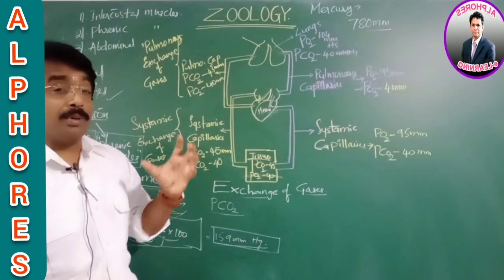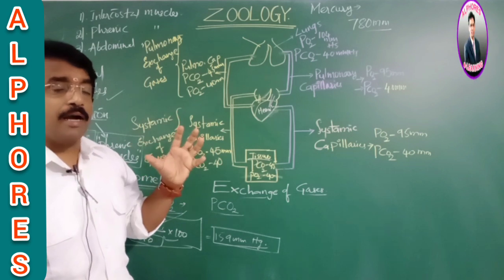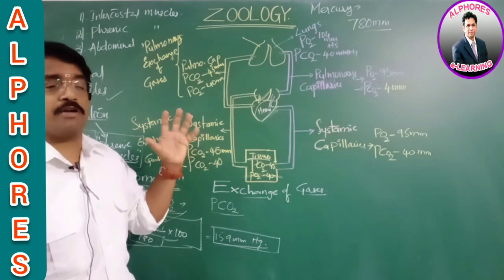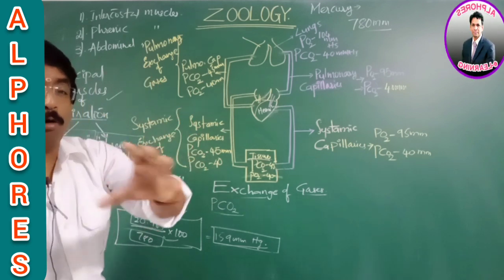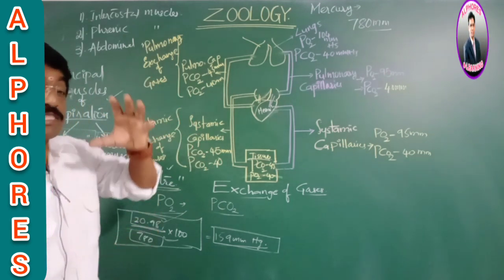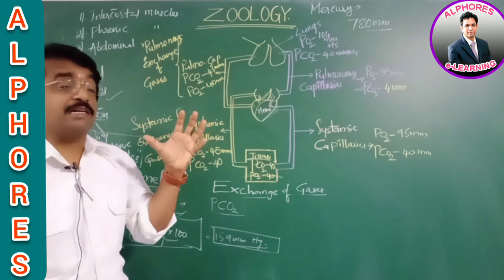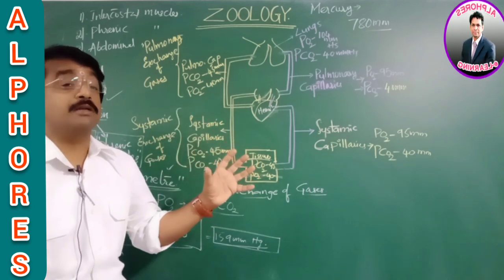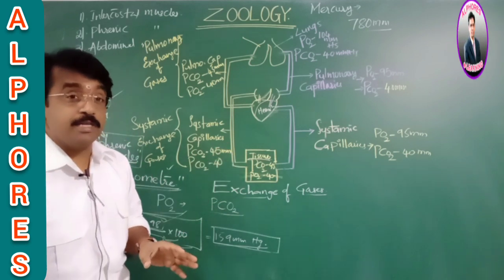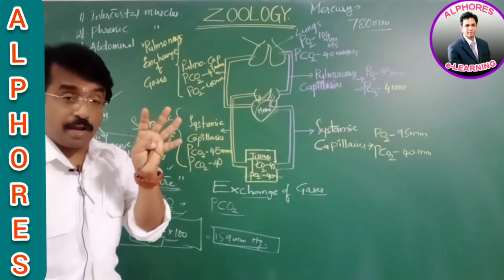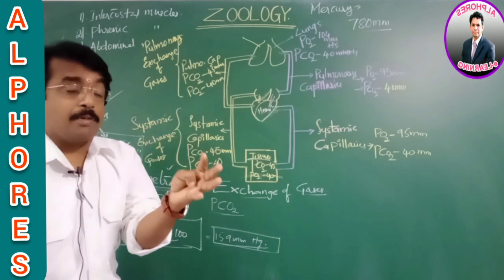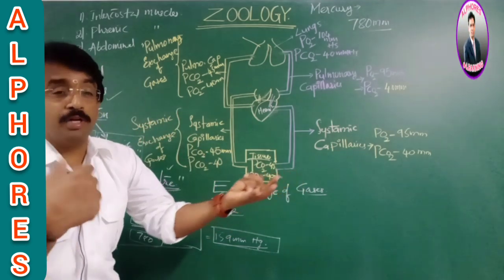What do you get to know? You get to know that the diffusion of gases is from high partial pressure to low partial pressure. And this is the concentration difference of the gases which allows the diffusion. One of the points we have seen is the partial pressure of a gas and the solubility of the gas. The higher the partial pressure of a gas, the higher the solubility.